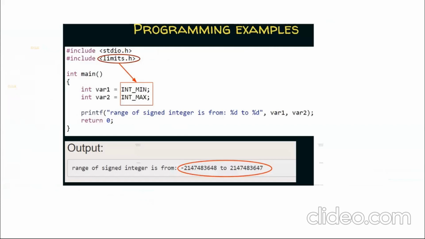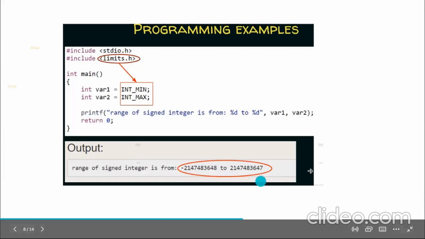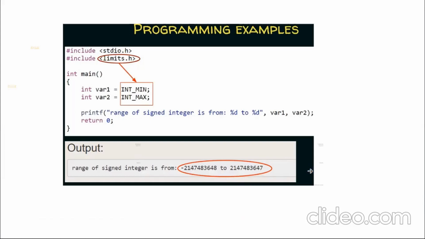Here are symbolic constants. When you want to know the range of signed integers, you must use some symbolic constants. INT underscore MIN tells the minimum value of the signed integer. INT underscore MAX tells the maximum value of the signed integer. If you want to display these values, you can use one header file, limits.h. You can see this slide clearly, highlighted in Eclipse color. Save. The output you can see here, you can easily understand the range of signed integers.